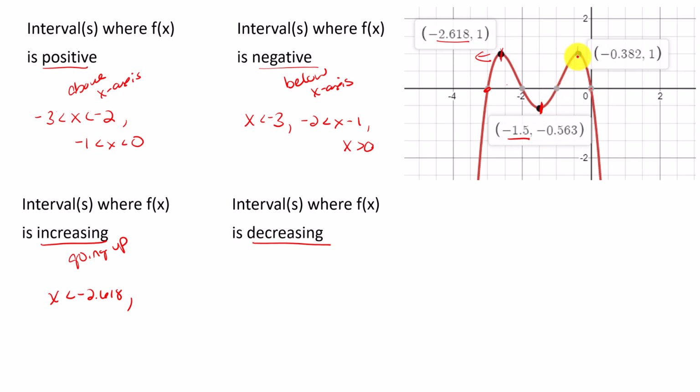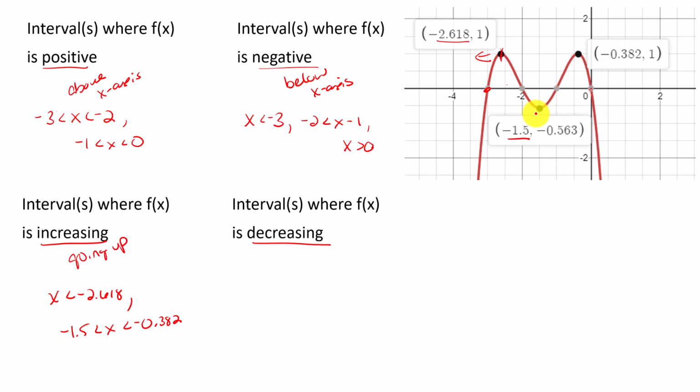I'm going up until I get to here. So from this point to this point, I was going up, so from negative 1.5 to negative 0.382, I'm going up. Okay? And then I'm going down, and I just continue to go down forever. So these are the intervals where I'm going up.